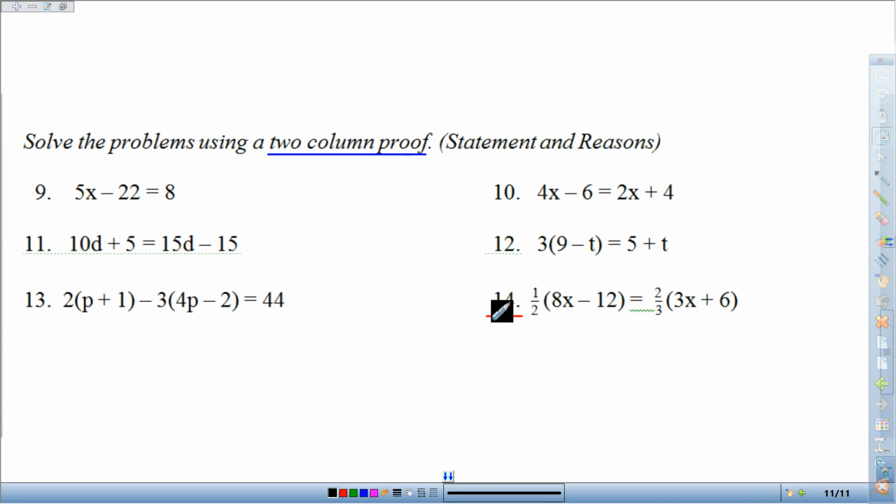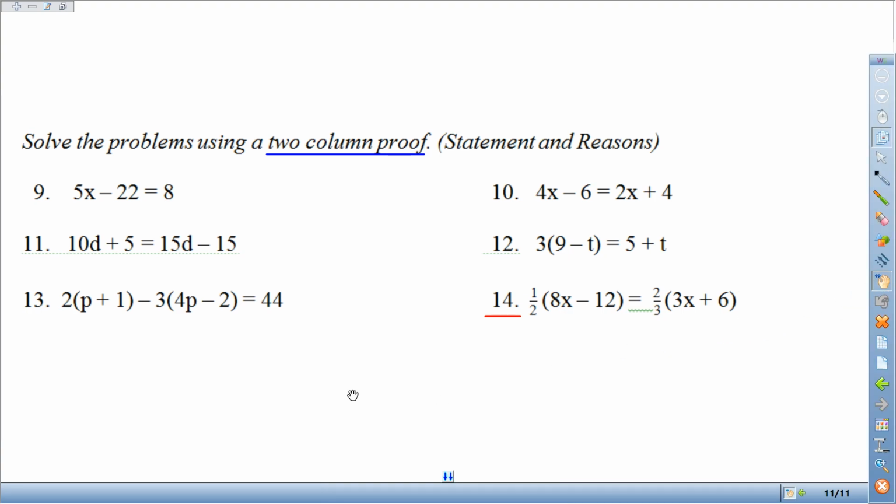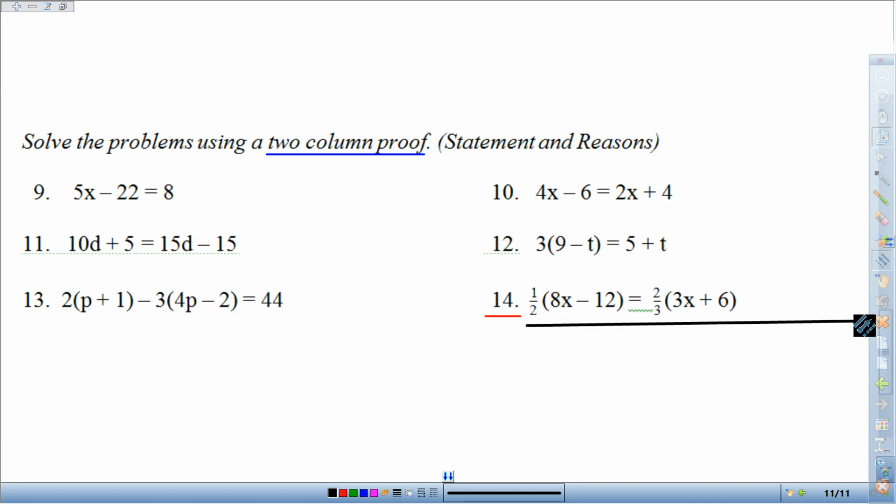Okay, so let's take a look at number 14 because this is definitely the weirdest one. Here's what I would recommend doing. You guys have more space in between your problems than I'm showing right here. But if I were doing this, just to make it easy on myself, I would know that this is going to be my statement and I'm going to do all of my steps. And then to the right, I'm going to give all of my reasons. So what I'm going to do is something like this. I'm going to make my 2 columns like that.